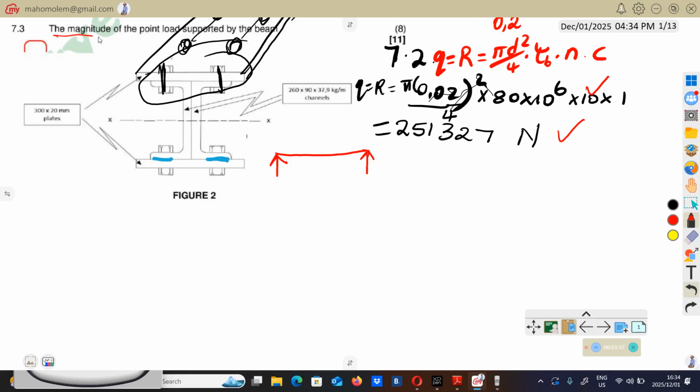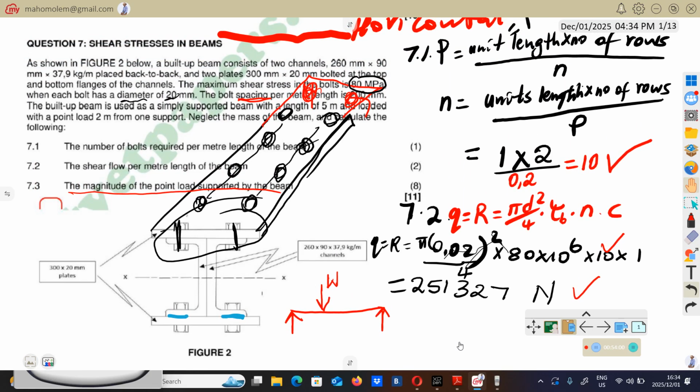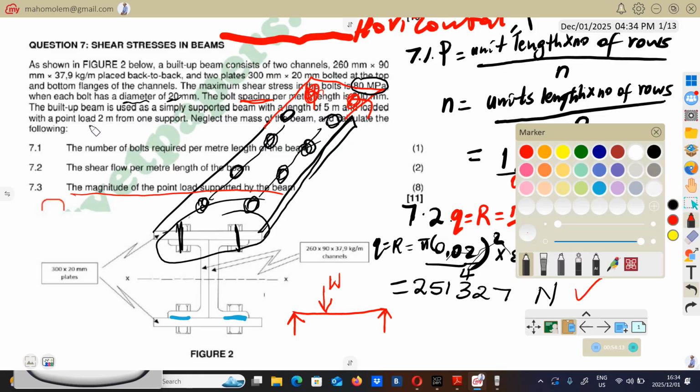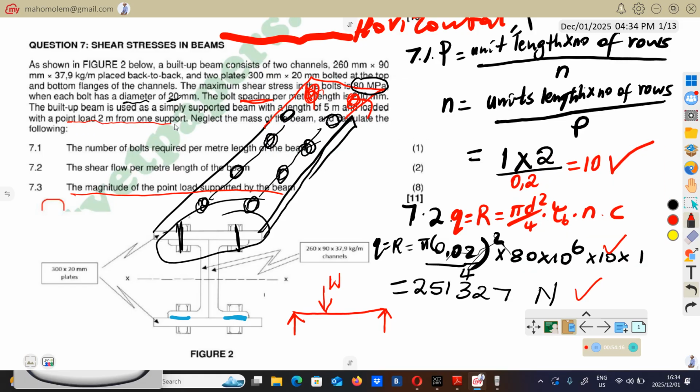Question 3 now, they're looking for the magnitude of the point load supported by the beam. So we're going to have something like this. So now we'll have to find this point load. From the question, they said that this load is located where? 2 meter. Here we go, 2 meter from one support.